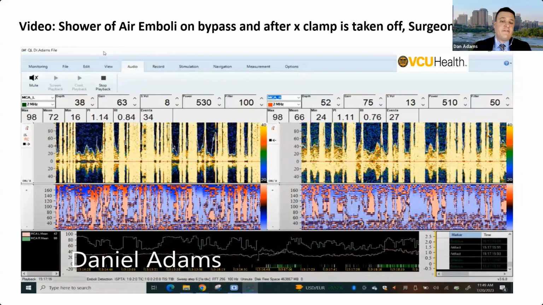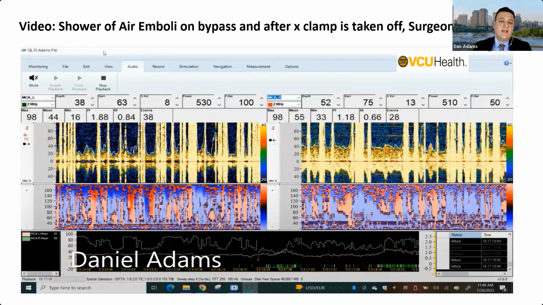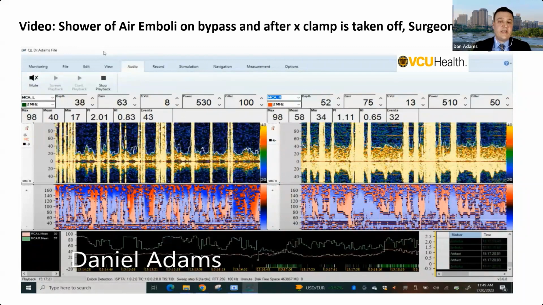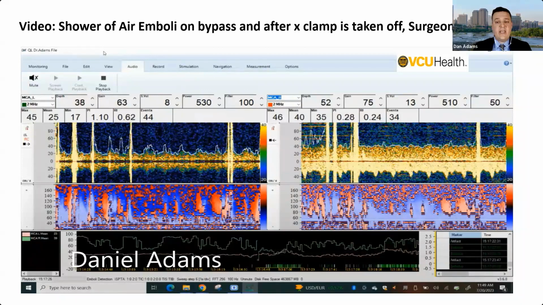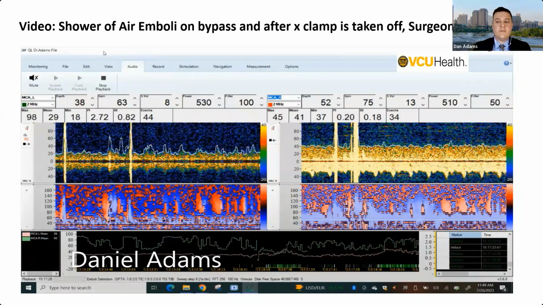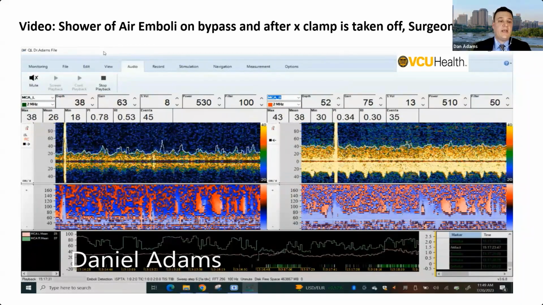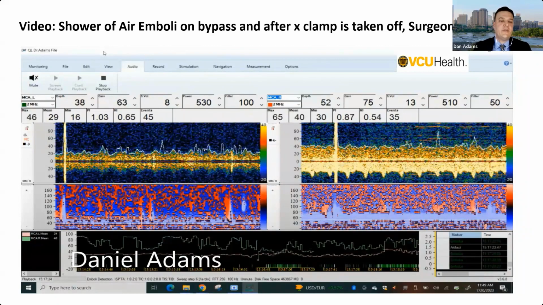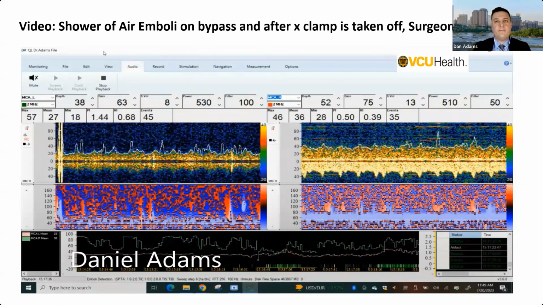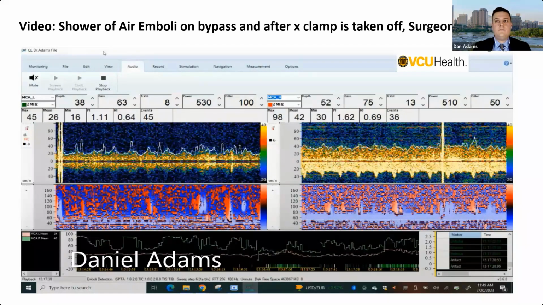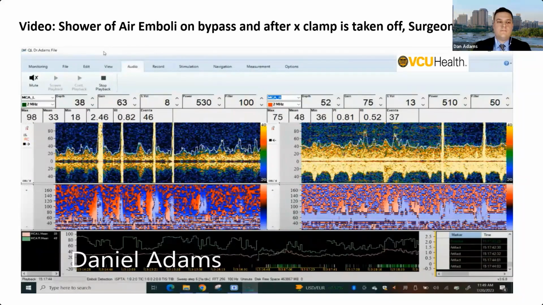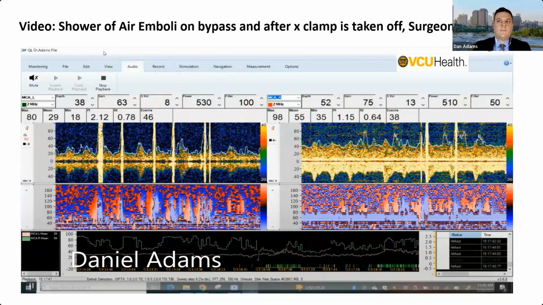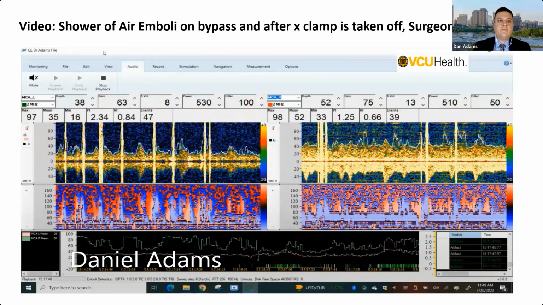The surgeon is notified and, guided by both the TCD and the TEE intraoperatively, de-airing is performed by the surgeon until all of the air emboli are absorbed into the systemic circulation. Still some faint emboli, but clearing.